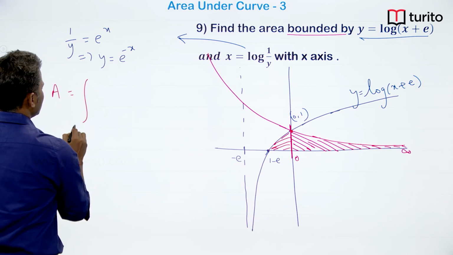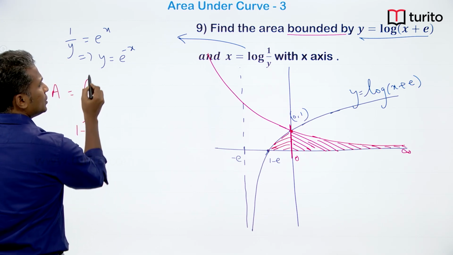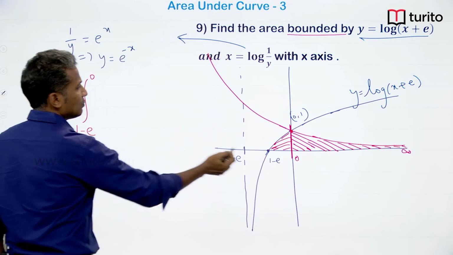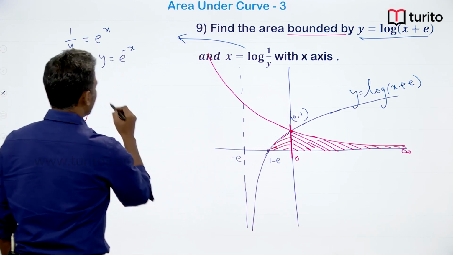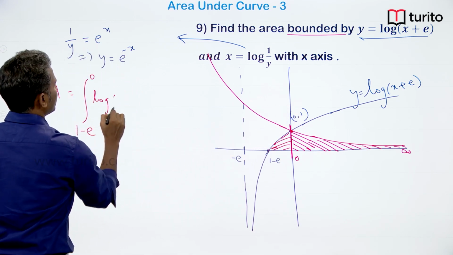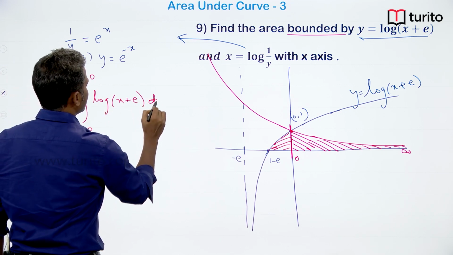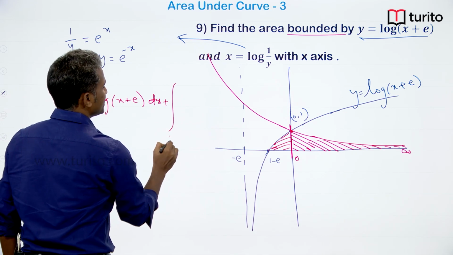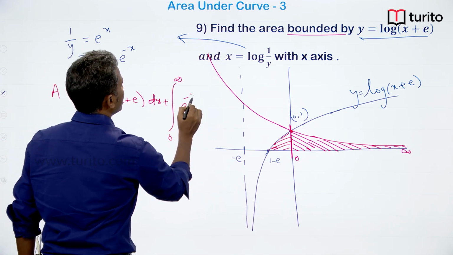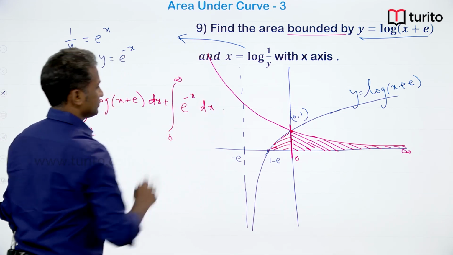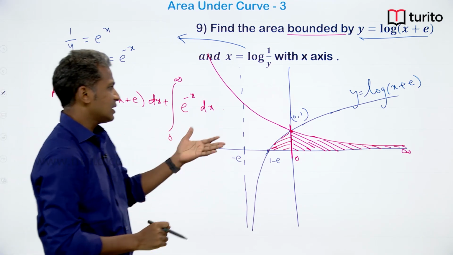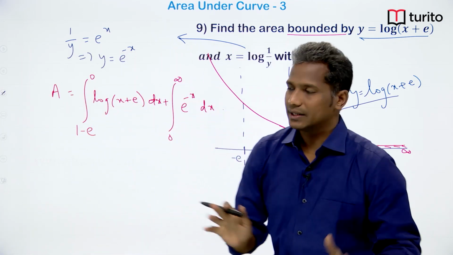Area can be written as the integral from 1 minus e to 0. What is the function? Here I am using the blue function, which is log of (x plus e), dx, plus the integral from 0 to infinity of e power minus x dx. Okay. So if we just perform this, we can complete the integral.